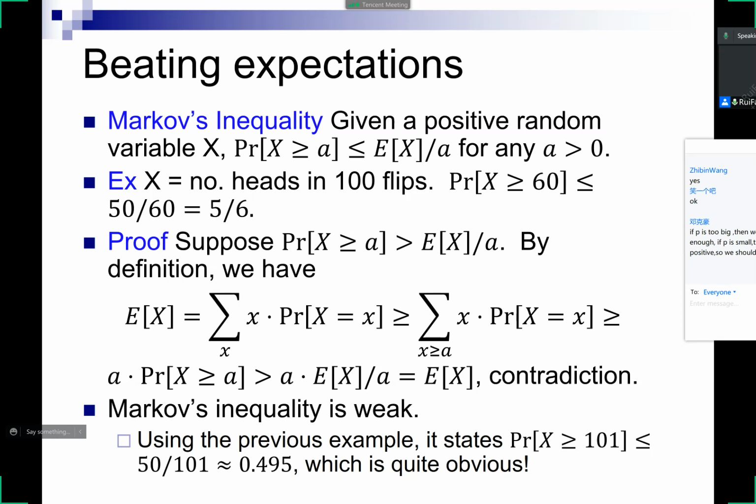On the other hand, these bounds are more general than the Chernoff bounds, because the Chernoff bounds only apply in certain situations, whereas these other bounds can apply in a larger range of situations.